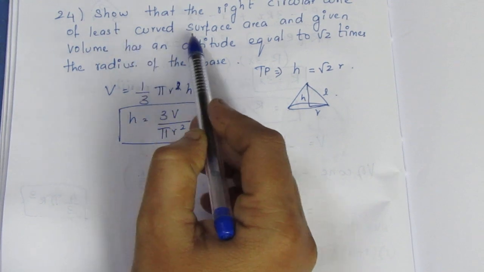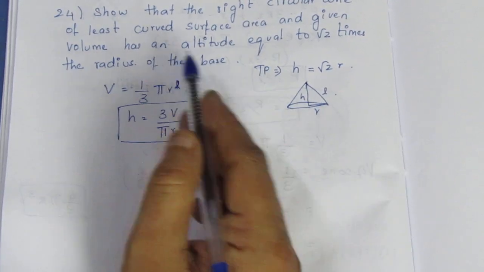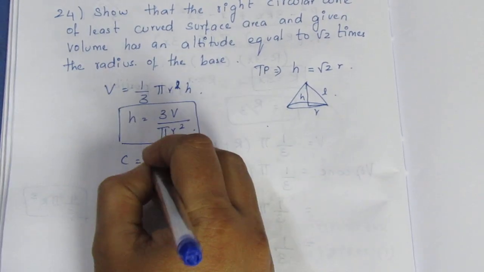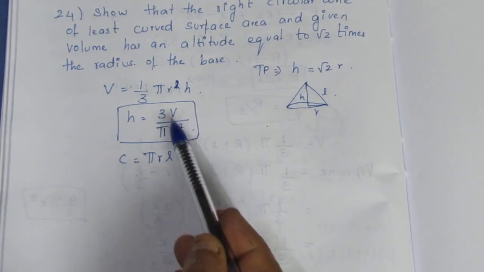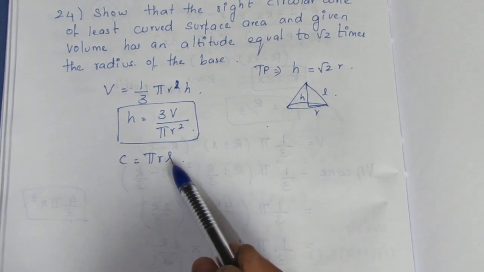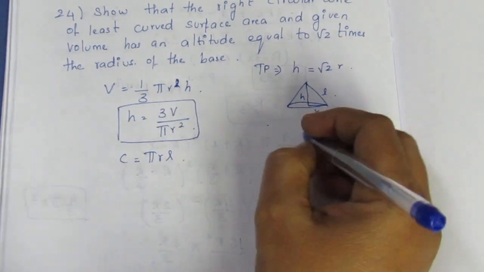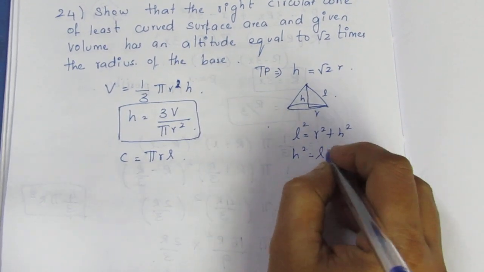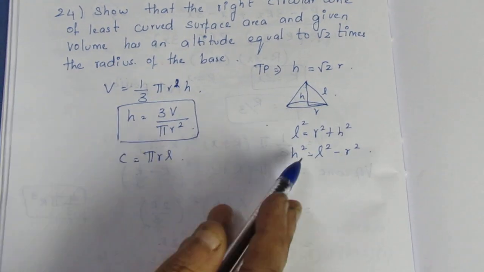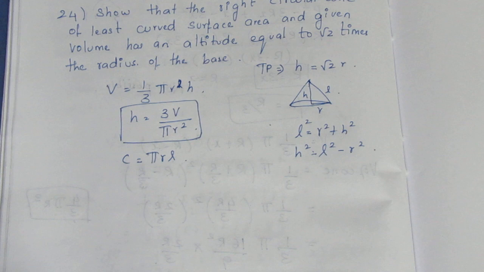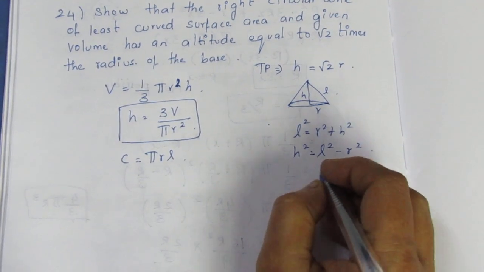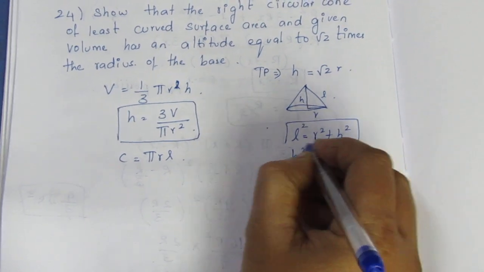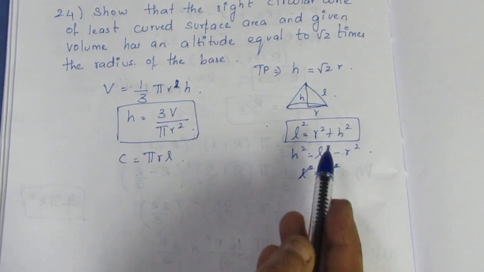Now what we are going to differentiate is the curved surface area. The curved surface area is given as least, so we are going to differentiate CSA. The CSA formula here is C is equal to πrL. So there is no meaning of substituting H here, because we don't have H, we have L. So for that I am taking L to be √(r² plus h²), so h² is equal to L² minus r². We can also write this as L² equal to h² plus r², right? So here in the place of L² we can substitute h² plus r².